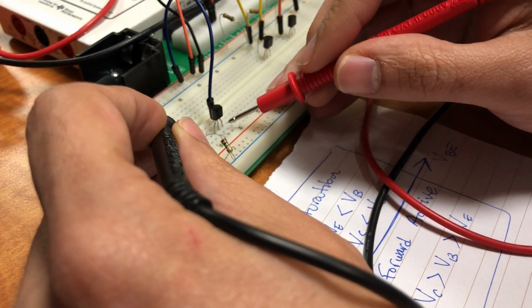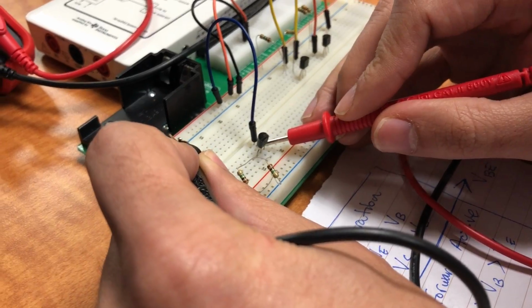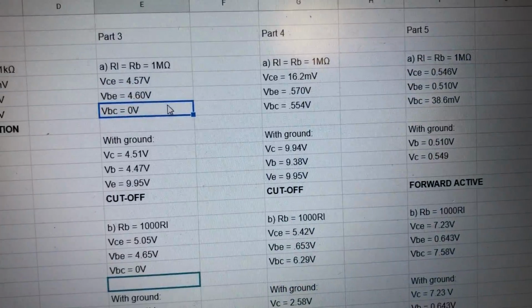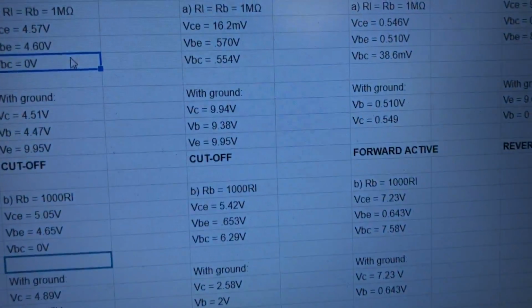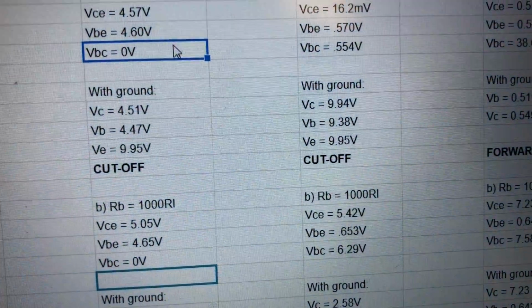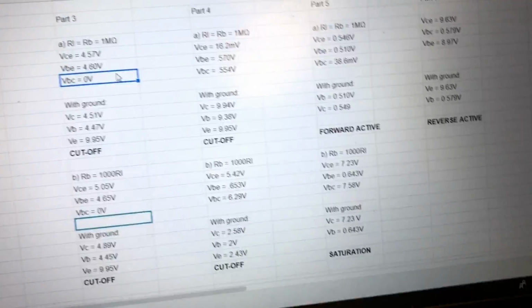Now we're going to run quickly through measuring voltage with respect to ground. This is the emitter with respect to ground, 9.95. This is the collector with respect to ground, 4.5, 4.51. And this is the base with respect to ground, which gives us a cutoff region.